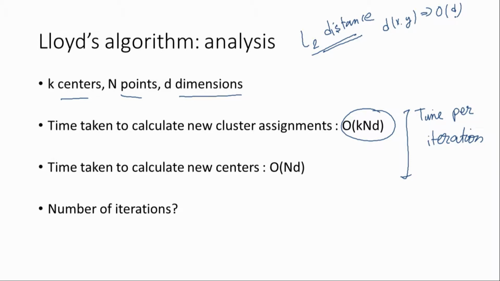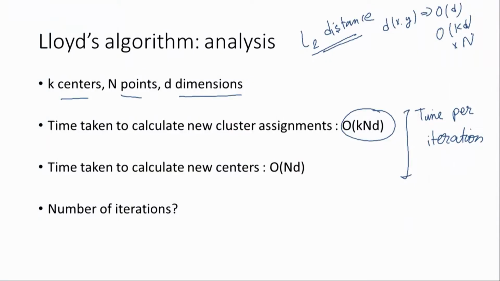Right? Okay. Now for every point, you have to compute the distance from all the centers. There are k centers. So that takes time order kd. And this times n, because you have to compute the assignment for every point, so order knd. So it's very simple once you break it down slowly.